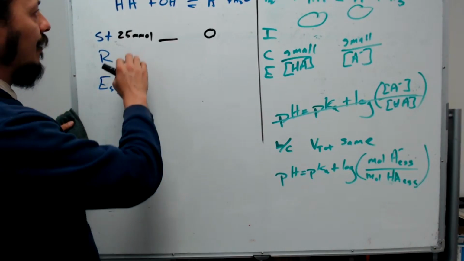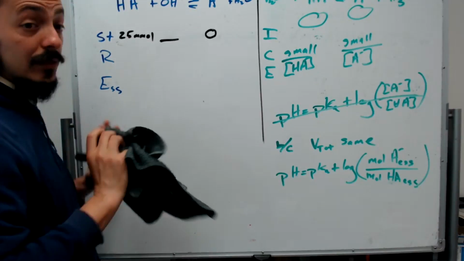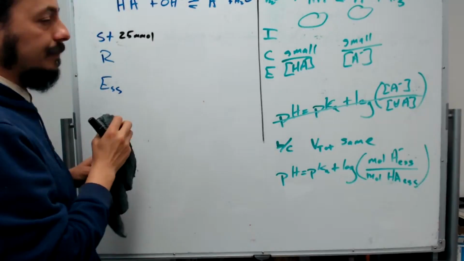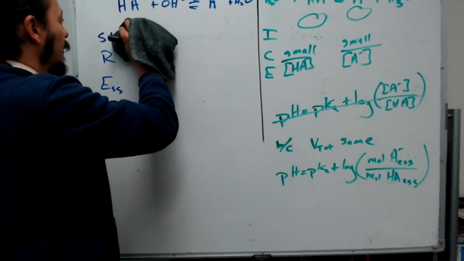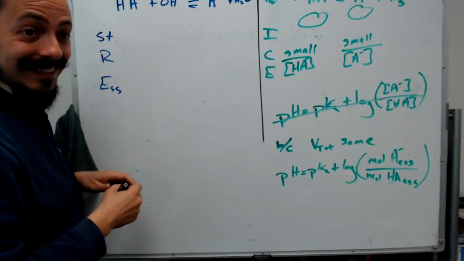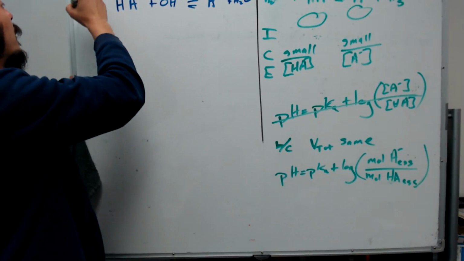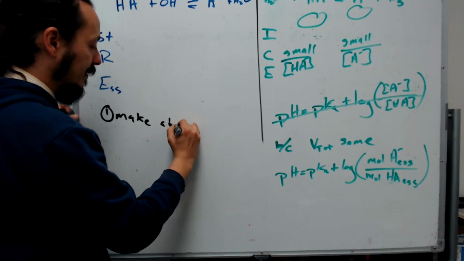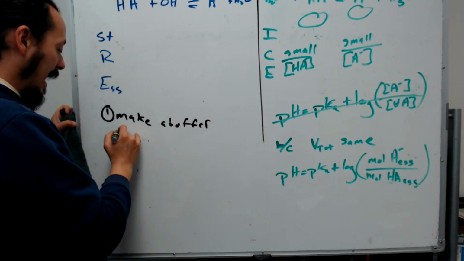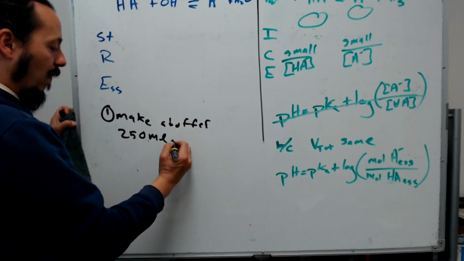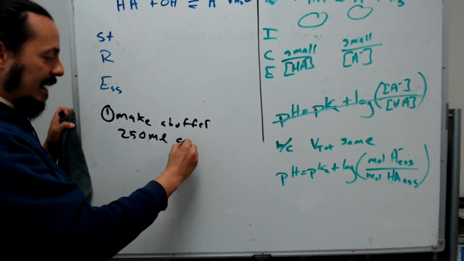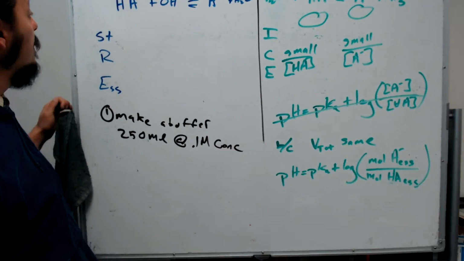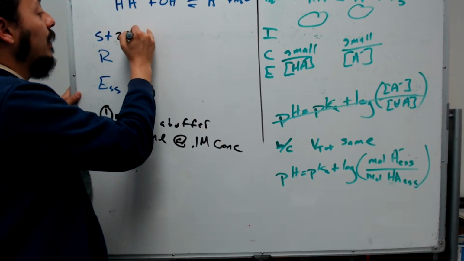Now all we have to figure out is how much of each of these things do I have? So who wants to give me their numbers for an example? Go. So first thing we did, let's start with this. First thing we did was make a buffer. We had 250 milliliters, and we had it at 0.1 molar concentration. So I know that we start with our 25 millimoles here.